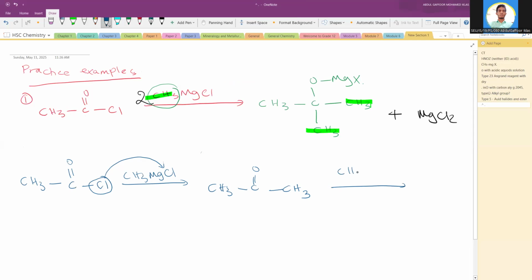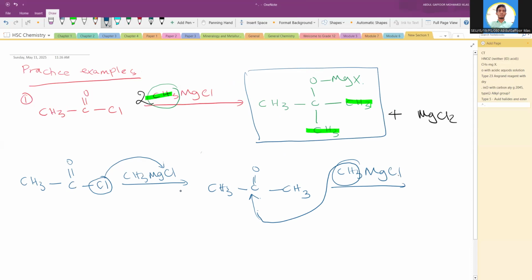Again, if we put another CH3MgCl, what will happen? This is what we already studied. This CH3 will come and join here, right? So this product will be formed. But without writing in separate steps, I have just written it in one single step, and I have mentioned that I need 2 moles of CH3MgCl. That's all. Is that clear?